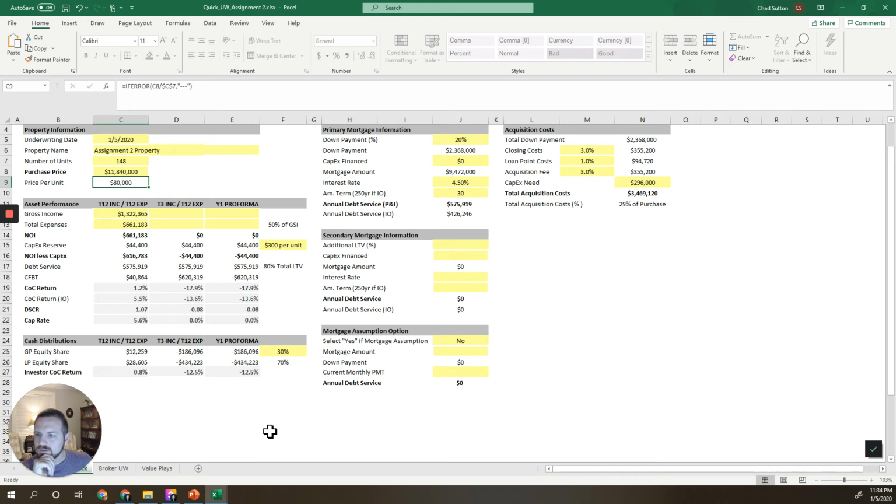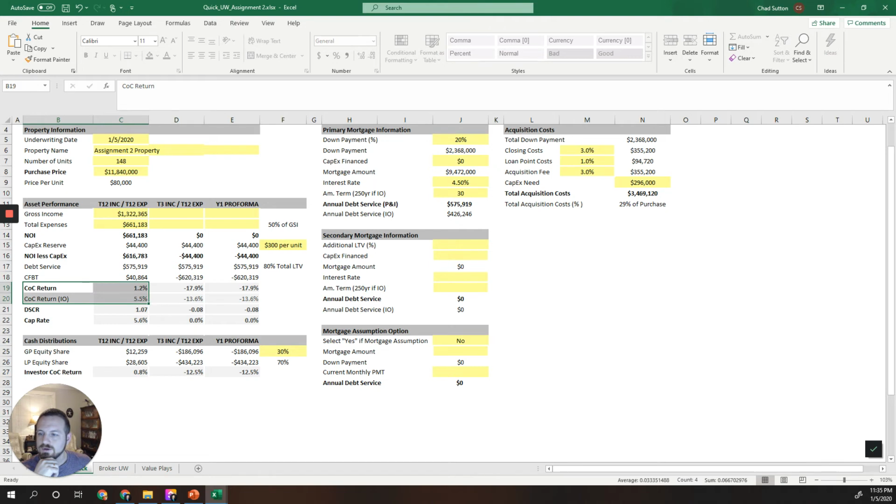Okay. So stepping through our numbers, gross income, total expenses at 50%, CapEx reserves about 44.4 grand. Debt service is here. That makes sense. Now notice one thing. The debt service here is being calculated as the P&I, principal and interest, not the interest only. So the first number that we see here, cash flow before taxes, that's how much money we have left over with principal and interest.